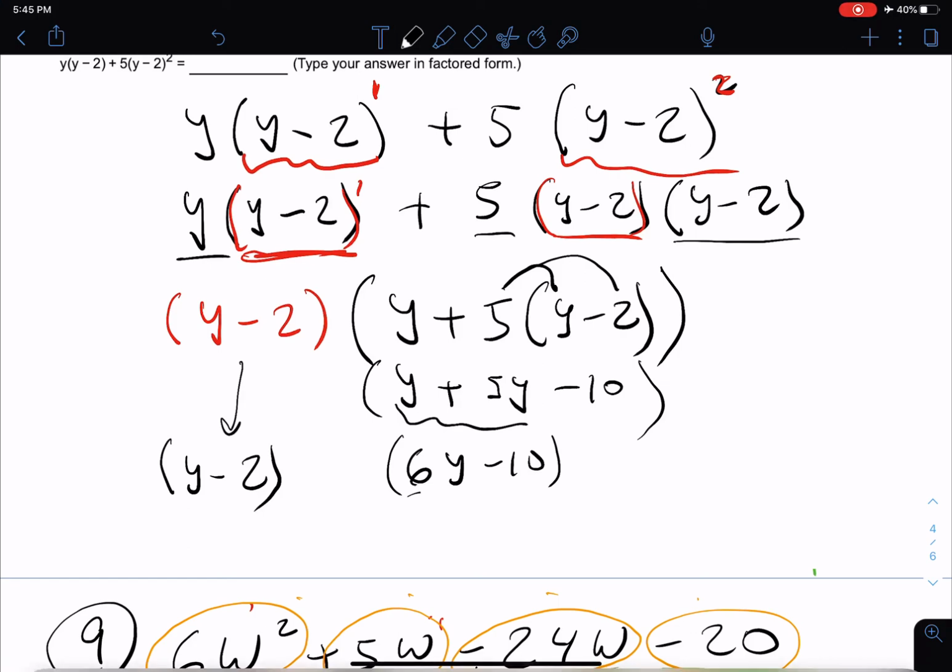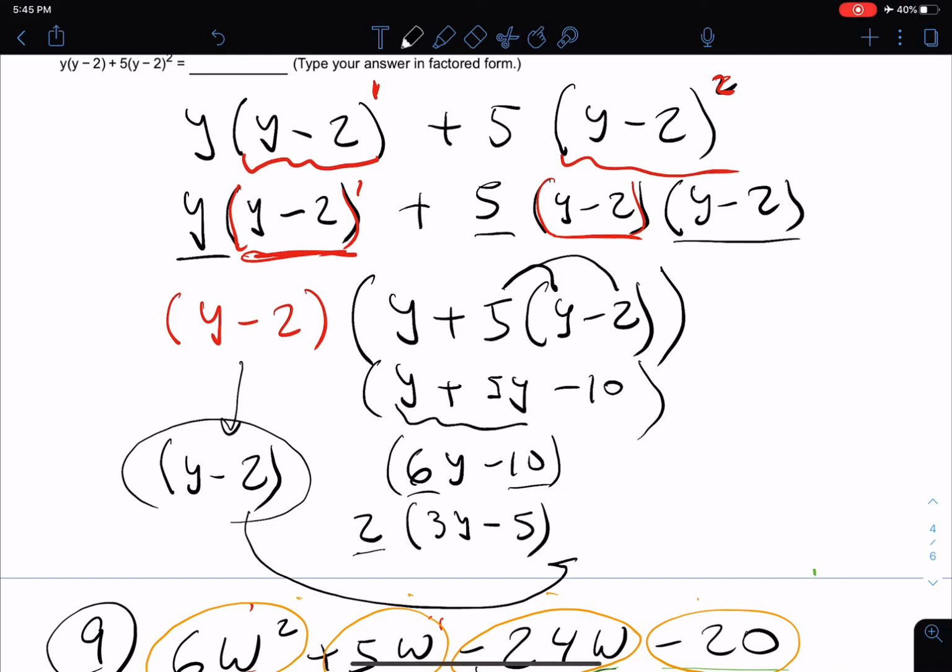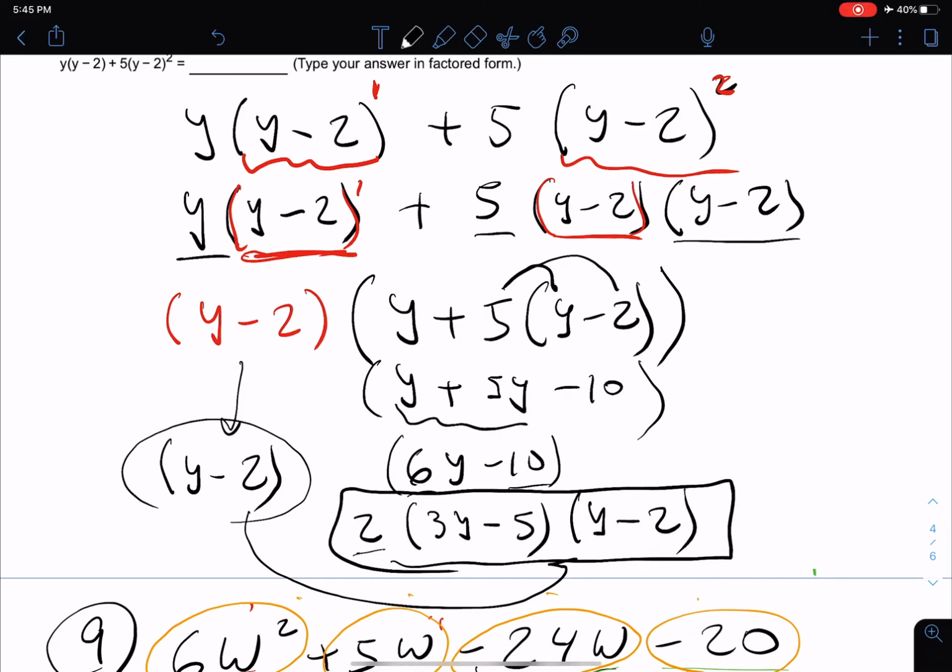But notice there's a common 2. So you must factor out 2. What are we left with? 3y minus 5. And don't forget this guy right here. Usually we like to have our monomials out front, so I'm going to sneak this one back over here, even though it wouldn't be wrong if you put that in front. But we like our little monomials out in front. That's not really a hard and fast rule.